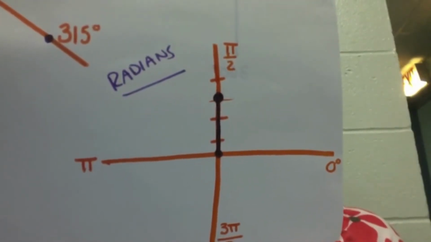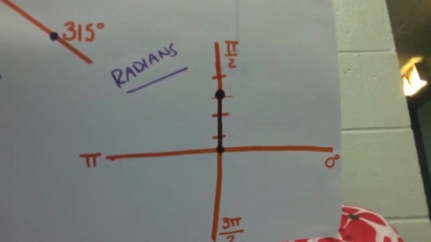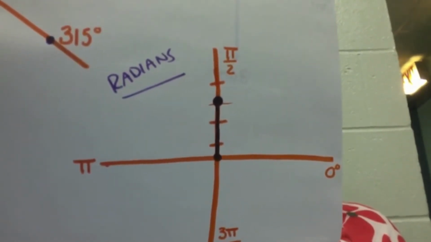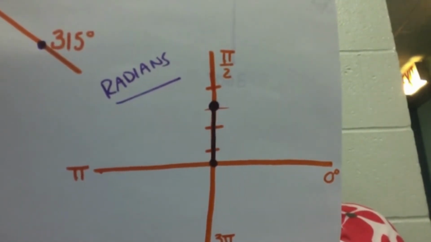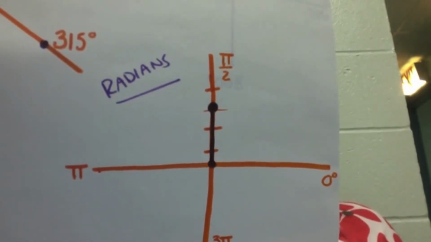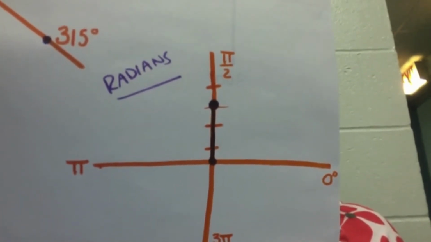Radians are just as simple. Say you have a point on the y-axis. We describe its angle in terms of pi instead of degrees. In these terms, 180 degrees is equal to pi. So if the point is on the y-axis, you would say its angle measure is pi over 2 radians.